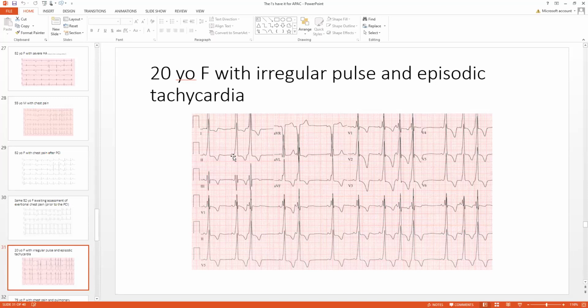Well, there's a short PR and a delta wave and repolarization changes. Yes, this is WPW. And the episodic tachycardia is probably reentrant tachycardia that uses the bypass tract and the AV node. So, yeah, this needs further investigation if it's troublesome to her.